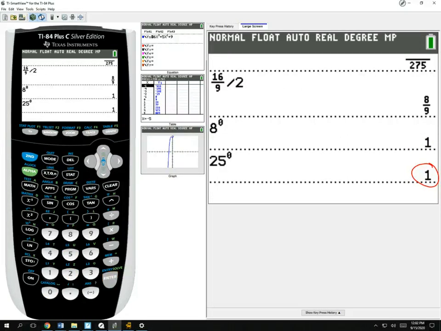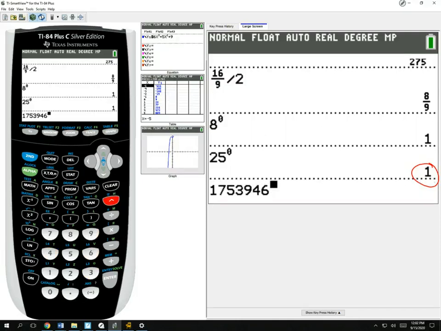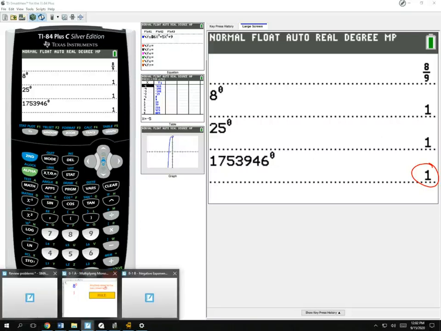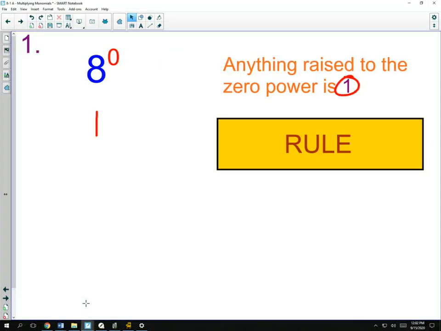What if I take 1,753,946? What if I raise that to the 0 power? There's no way a number like that can be a 1, is it? Would you look at that? It is. Anything raised to the 0 power is just the number 1. I will explain that to you in a couple days when we get to a quotient property. For now, just trust me on this. Anything raised to the 0 power is 1.